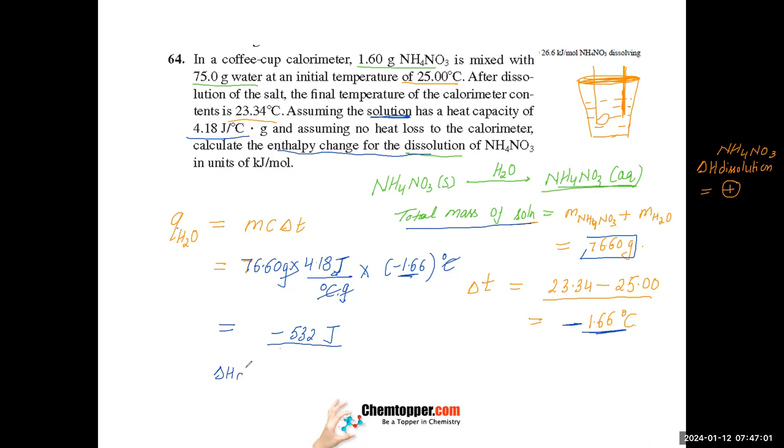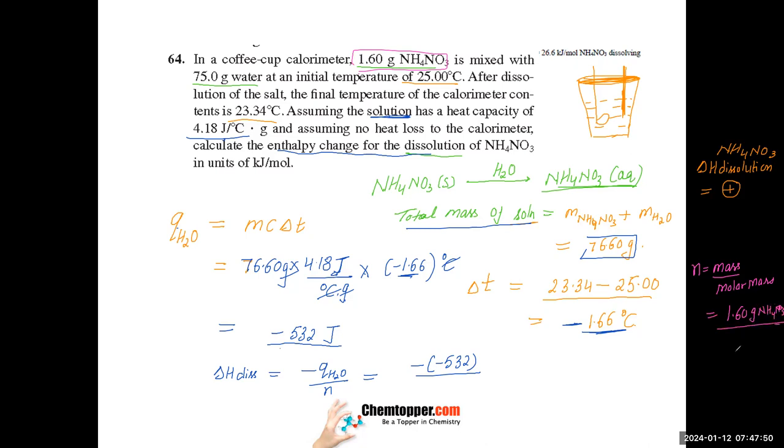Delta H of dissolution is minus Q of the water over n. That is minus 532. And what is n? Do we have n? Get the value of n. So, the number of moles is the mass of the ammonium nitrate divided by molar mass. The mass of ammonium nitrate is given. This one, 1.60 grams ammonium nitrate.